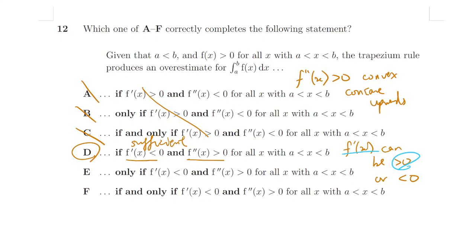Not necessary, so not only if. Necessary and only if mean the same thing. So not only if. So E is gone, and therefore F is also gone. So that condition is sufficient. So option D. Make sure we get the logic words correct there.